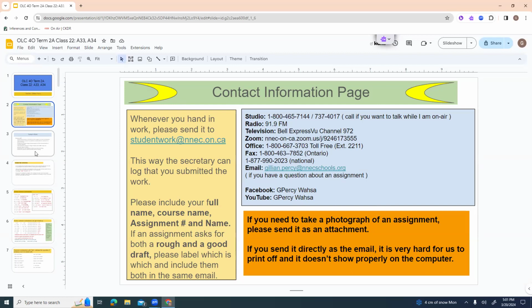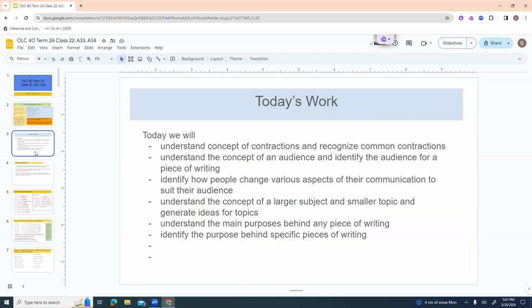Okay, let's take a look at what work we have for today. Today we are going to understand the concept of contractions and recognize common contractions. Understand the concept of an audience and identify the audience of our piece of writing. Identify how people change various aspects of their communication to suit their audience. Understand the concept of a larger subject and a smaller topic and generate ideas for topics. Understand the main purposes behind any piece of writing and identify the purpose behind specific pieces of writing.